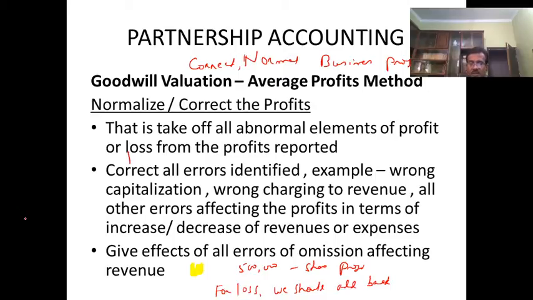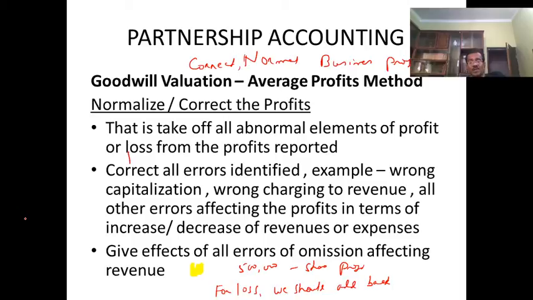So correct it. Then give effects of all errors of omission in affecting the revenue. As I told you, there can be errors of omission or errors of commission. Errors of omission means you just did not take it, you forgot it, but you must take that effect. You did not make entries for purchases for the last 7 days in a particular year. Take it, do it. Otherwise, how can you find out your true business profit, or correct normal business profit? So we must take away all abnormalities and we must also correct all errors which are apparently there.